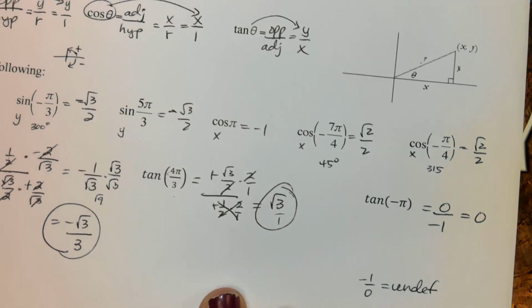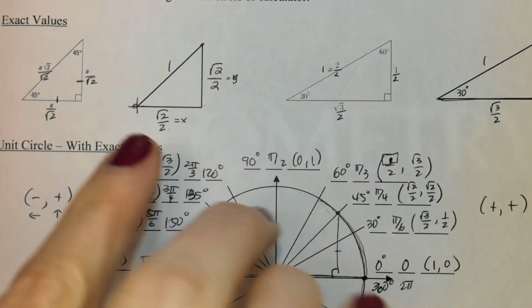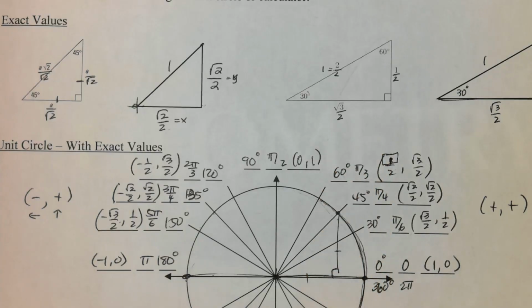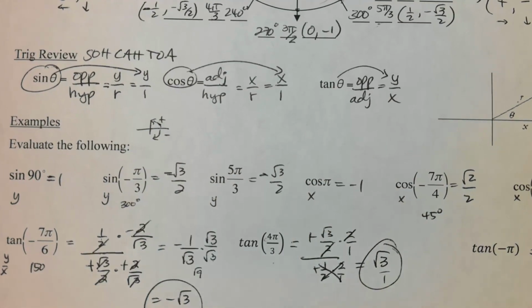So today was just a quick review of your exact values. Where they come from is not hugely important to you. It's more like where they go in the circle, and then how to use them doing sine, cosine, and tangent.